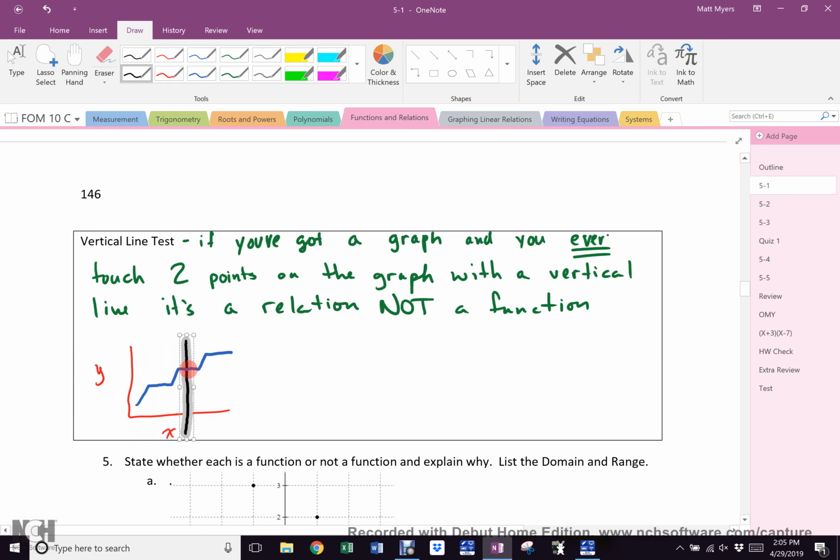It's touching it right there. Now it's touching it right there. Now it's touching it right there. Now it's touching it right there. Does everybody see? It only hits the line once. So this is a function. Because no matter what my x value is, I only have one y value. Everybody cool? Now, what if the function looked like this?